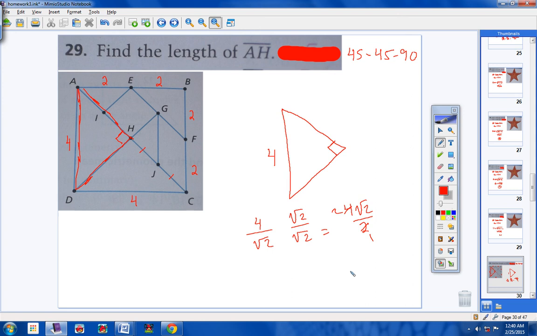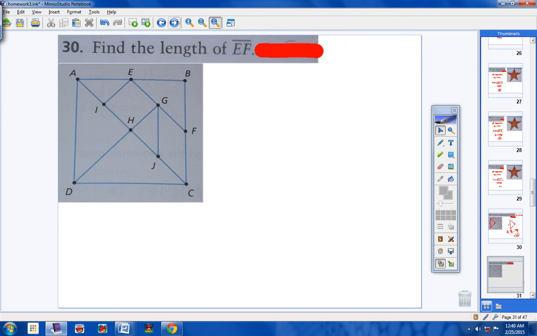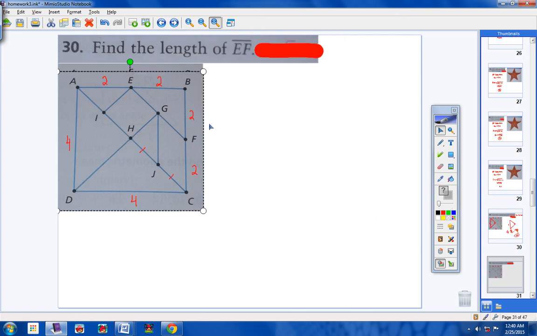2 square root of 2 over 1, or just 2 square root of 2. Okay? So thinking outside the box here, not super easy. We really got to think, okay? Alright, let's take a look at number 30. We're going to find the length of EF, okay?